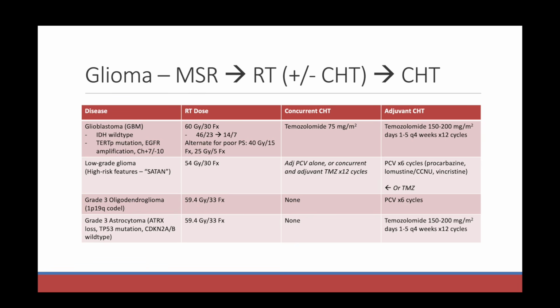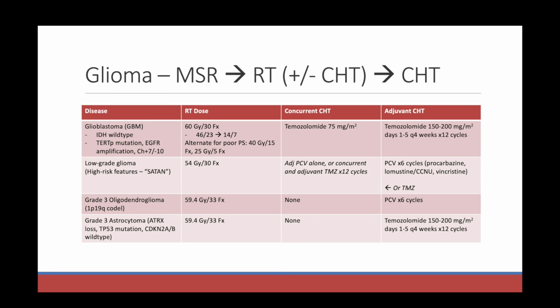And then grade 3 tumors are managed a little bit differently depending on if it's oligodendroglioma or astrocytoma. And again, I think that the adjuvant chemotherapy, if you look at the data, there's some, I think, nebulousness, and technically you could probably use either temozolomide or PCV for either of them.